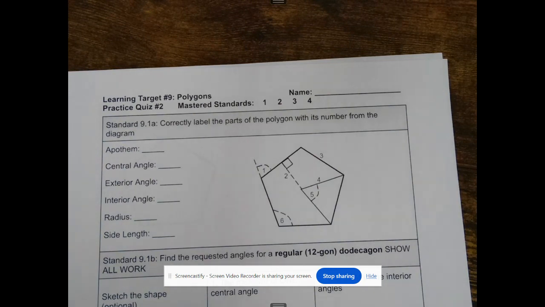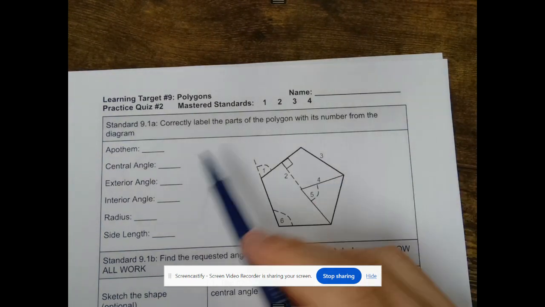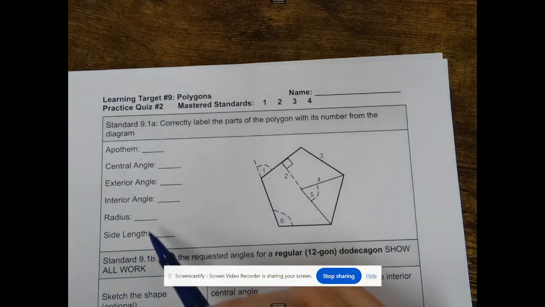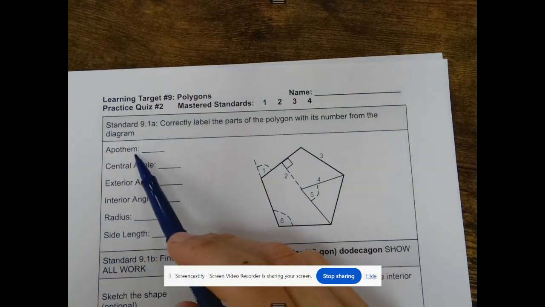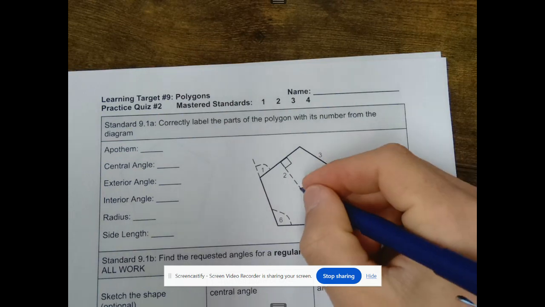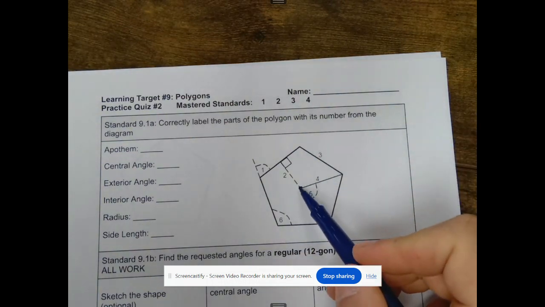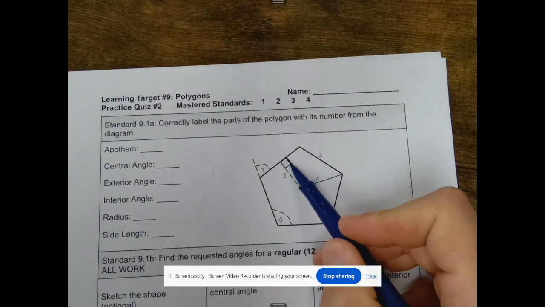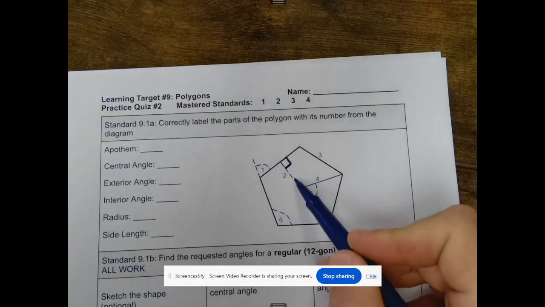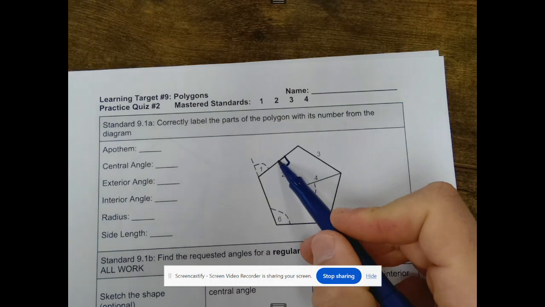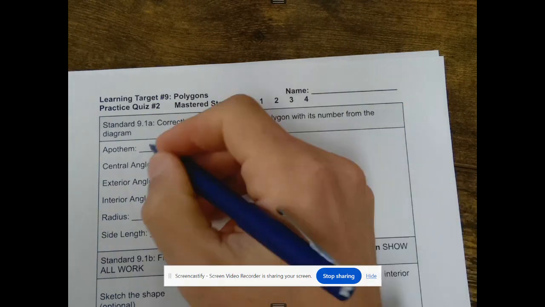So first step here, you can go in any order you want. We'll go top to bottom here. Now, apothem. The apothem is the segment that connects the center right here with the middle of one of the sides. It's perpendicular. So if we look at my key here, I look for where's that perpendicular, that 90-degree symbol. That means the segment connecting the side length in the middle to the center of my polygon is the apothem.